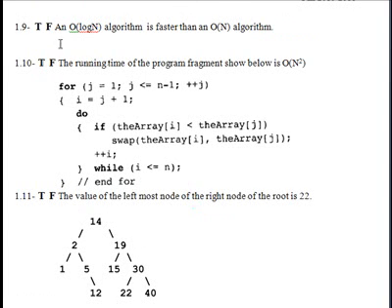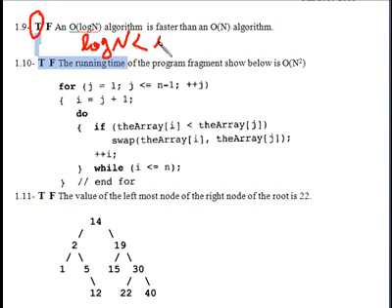Question number 9. A big O of log n algorithm is faster than a big O of n algorithm. We know that log n is less than n, so this implies that any algorithm that uses log n is faster than n. So here it's true, since log n is less than n.